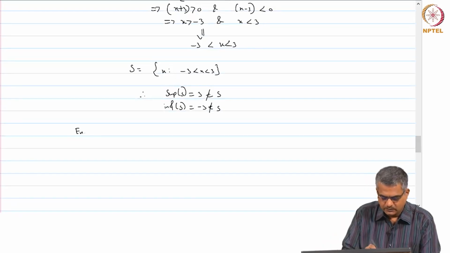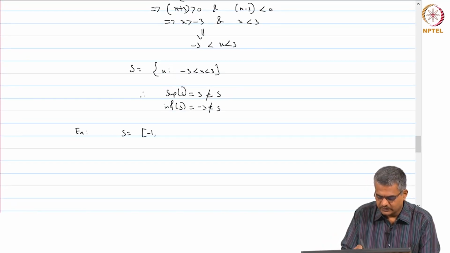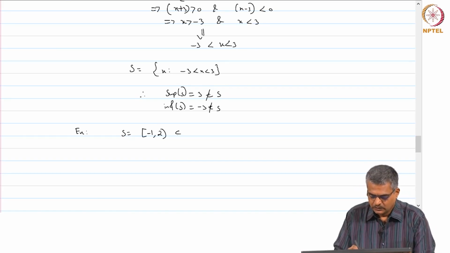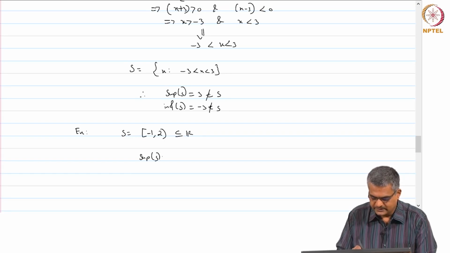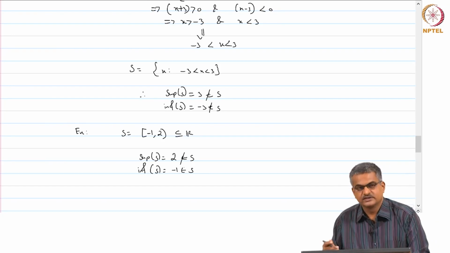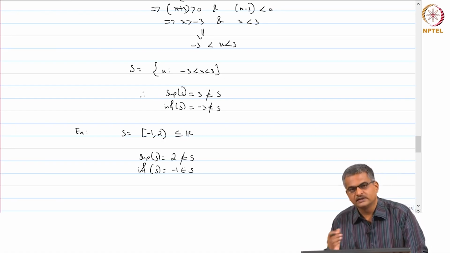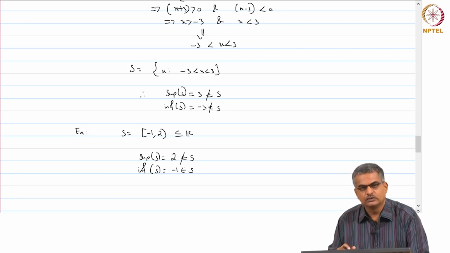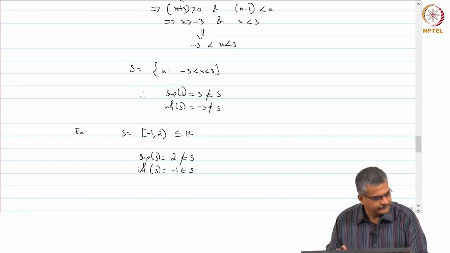Another example, suppose S was minus 1 to 2 with the open on the right side. So, this is again a bounded set. So, the supremum of S is 2 which does not belong to the set S, whereas the infimum of the set S is minus 1, which belongs to the set S, right. In fact, we say the infimum is achieved, right. So, that is the minimum element. So, we talk about max and min when the elements belong to the set, right, but if they do not belong, we use the word supremum and infimum accordingly.